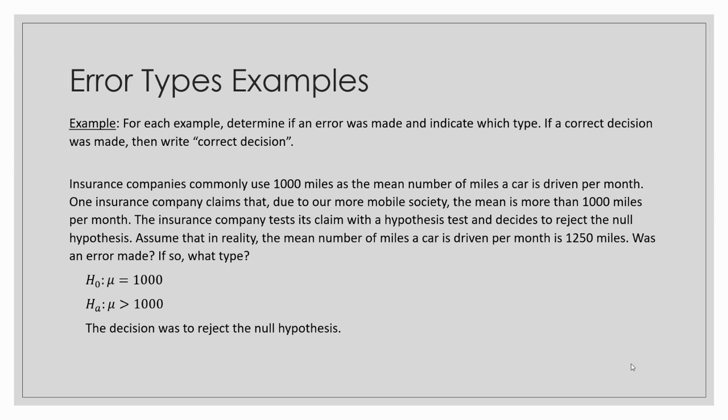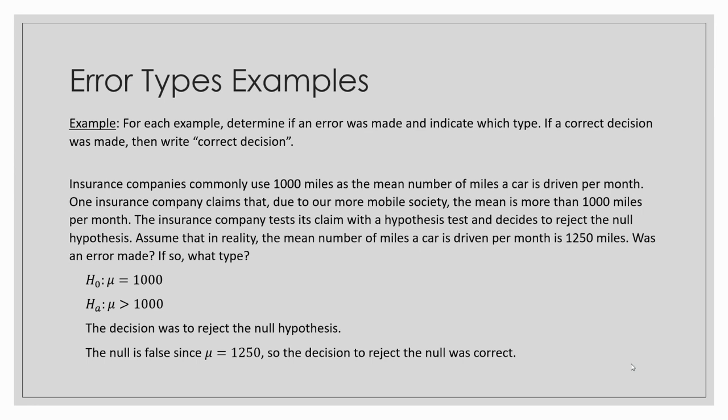Okay, well, what was reality? What did they find? Well, in reality, they found that people are driving 1,250 miles per month. Well, that's more than 1,000, isn't it? Doesn't that support the alternative? Isn't that what we agreed to when we rejected the null? So since that's the case, we actually have a correct decision here. They didn't make a mistake.